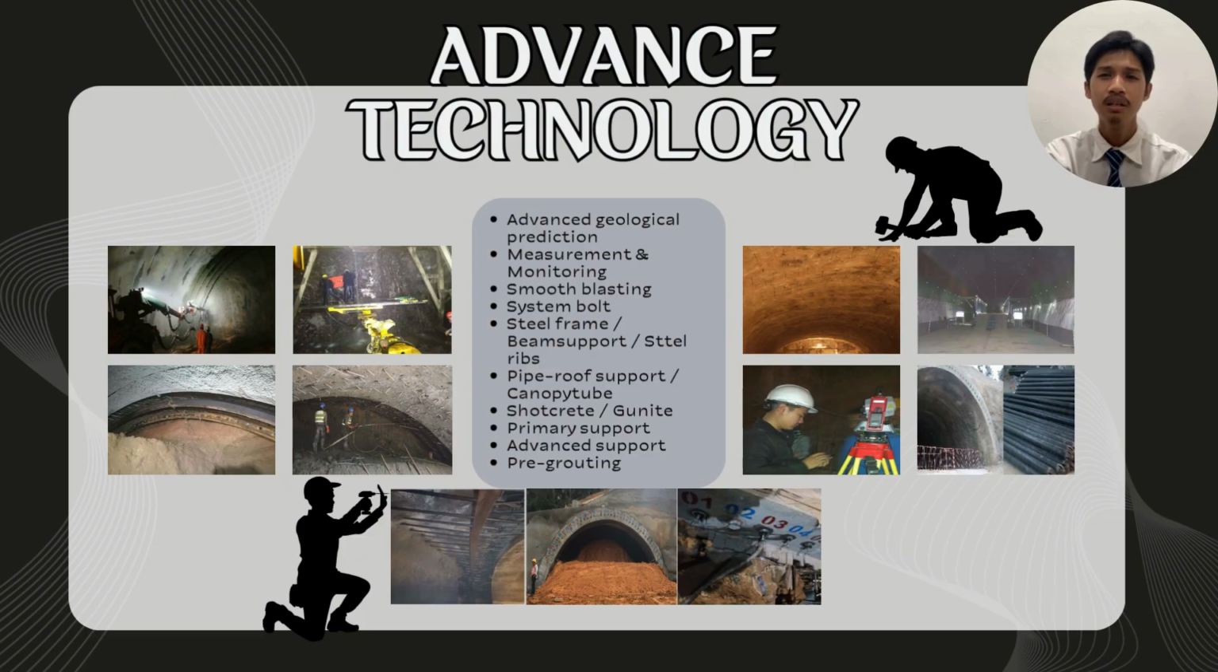In very soft ground, they install steel pipes in front of the tunnel face. These pipes act like a roof to protect the tunnel during digging. Shotcrete: they spray concrete onto the tunnel walls. It dried fast and added strong support right away. And then primary and advanced support. Basic support like bolts and shotcrete was added right after digging. In risky areas, they also use extra methods like canopy tubes for added strength.